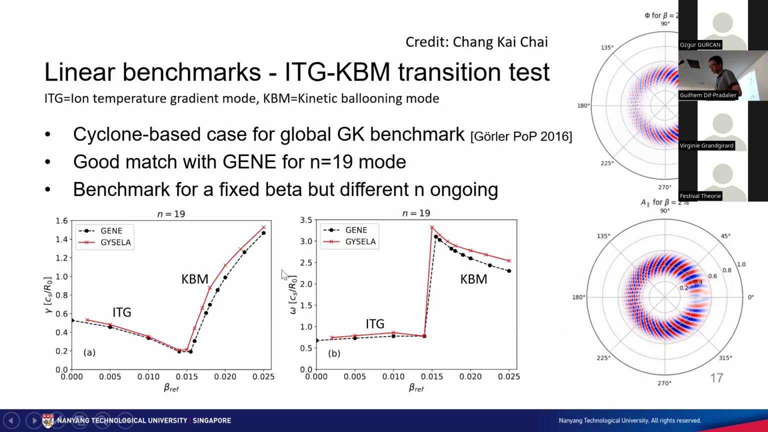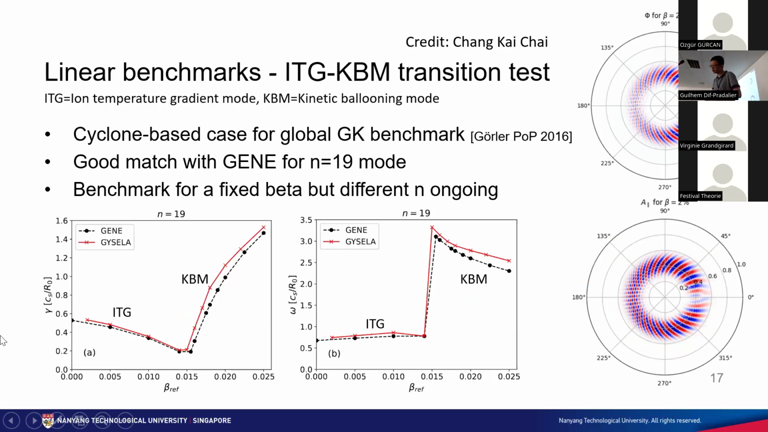So this is the result that we are comparing to the GENE code, which they published in 2016. On the left figure here is scanning beta. So this is the beta of the plasma, and on the y-axis, this is gamma, which is the growth rate of the mode.